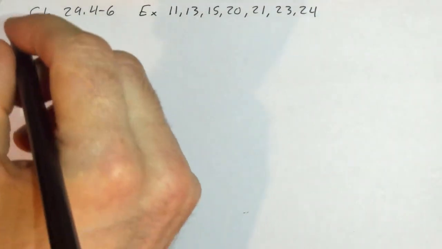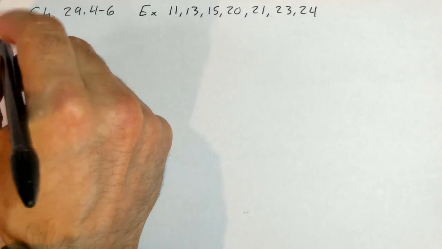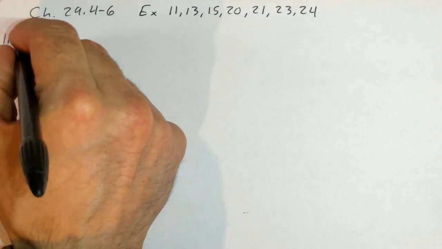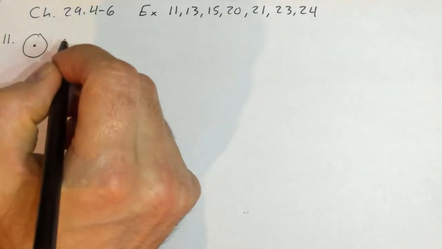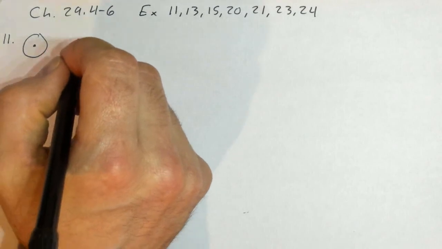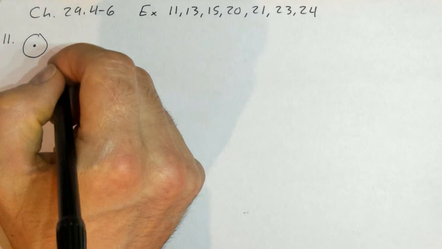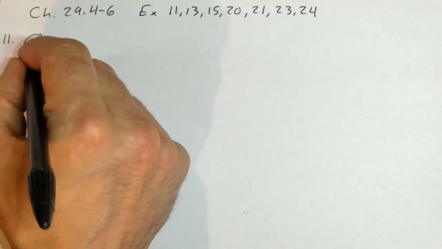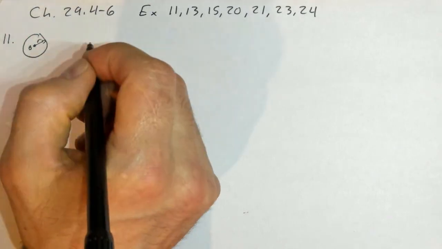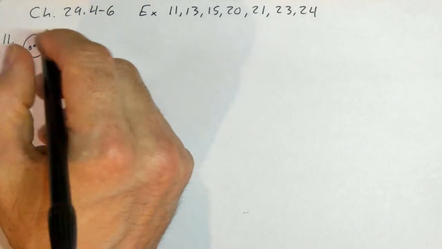Number 11. Okay, so what we have is a loop, and we're told that the magnetic field at the center of this loop is 2.5 millitesla. So we have B at the center of this loop, and we're given R, the radius of the loop. The question is, what is the current through the loop?